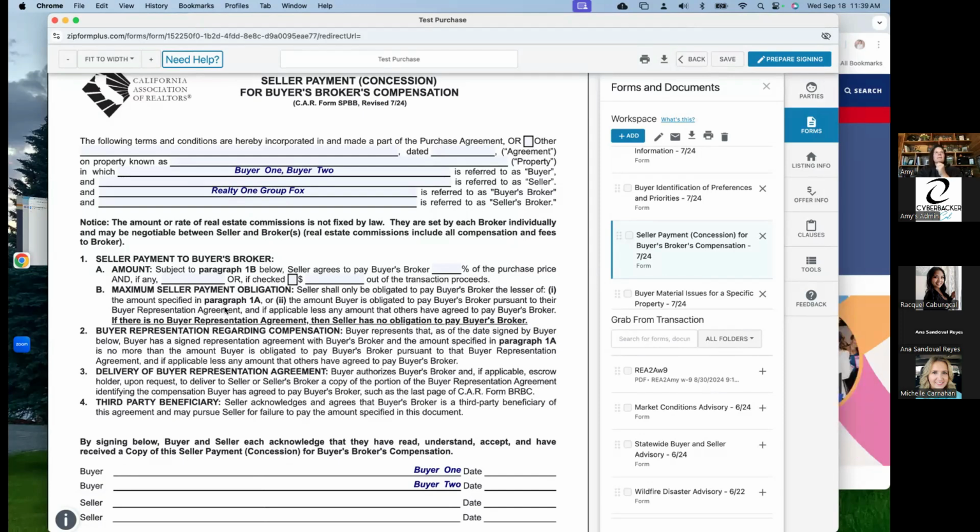Maximum seller payment obligation. It can't exceed what's on the BRBC. Okay, bottom line there.